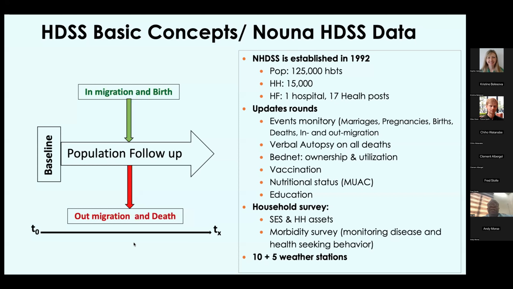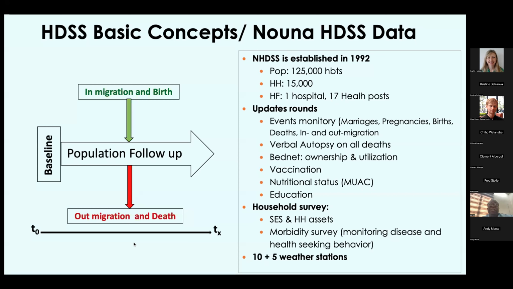In Nuna, the HDSS was established in 1992, which is about 30 years ago. We have 125,000 inhabitants under surveillance, spread over 15,000 households. The area is served by 1 hospital and 17 health posts. In the update rounds, we do event monitoring, where we collect data on marriage, pregnancies, births, deaths, and in and out migration, and for all the deaths that occur in the area, we perform verbal autopsy to ascertain the cause of death.